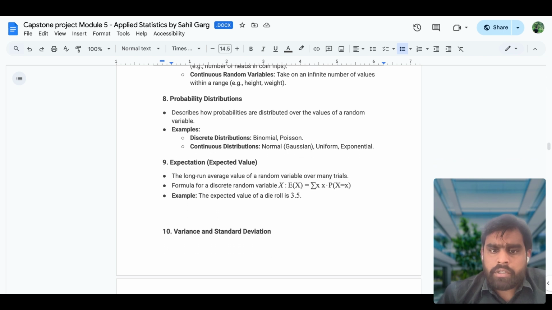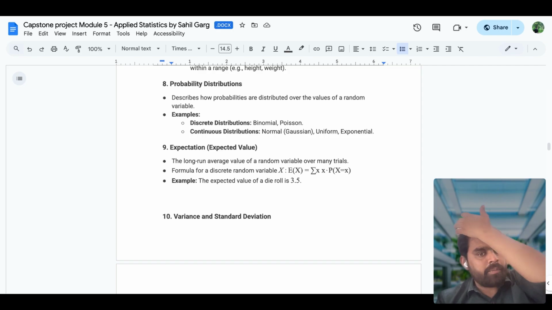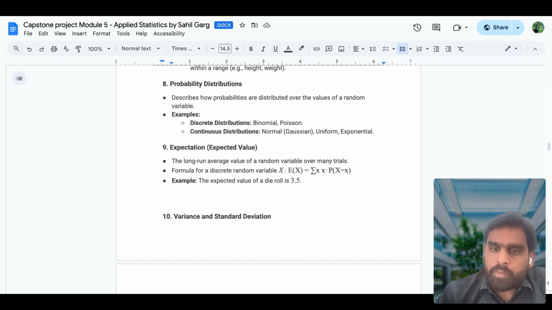Next is the probability distribution. A probability distribution describes how the probabilities are distributed over the values of the random variable. These are of two types, discrete and continuous. Discrete has two types, binomial and Poisson, and continuous has normal, uniform, and exponential.